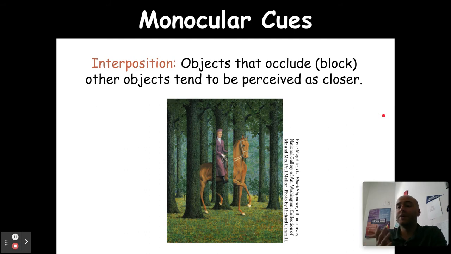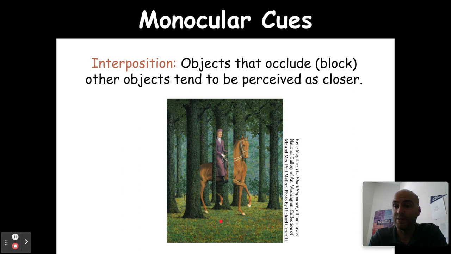There are some cues that help us identify depth and how far away certain things are. The first cues we are going to talk about are called monocular cues. Mono meaning one, and ocular meaning eye, right? So these monocular cues, you use only one eye to perceive depth in these ways. The first one is something called interposition, and objects that occlude or block other objects tend to be perceived as closer, which makes sense, right?